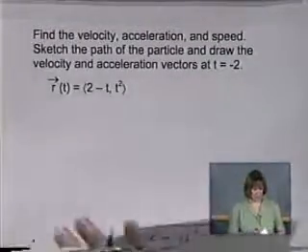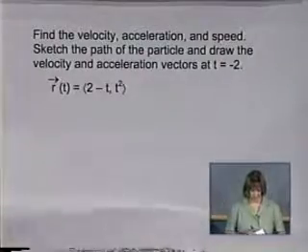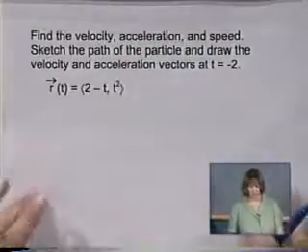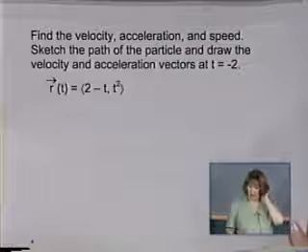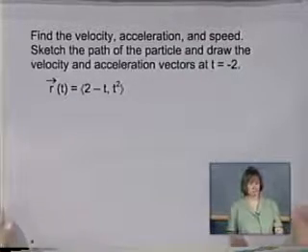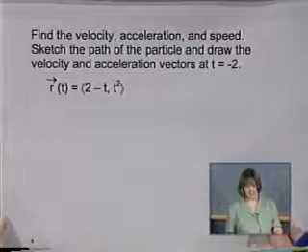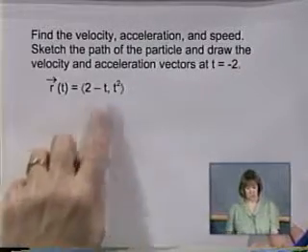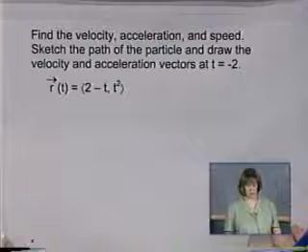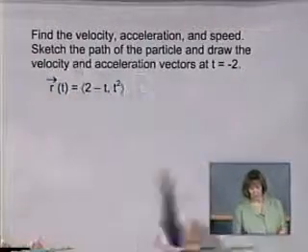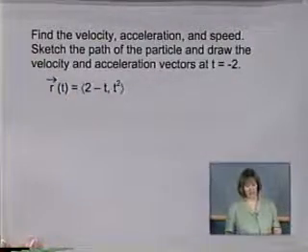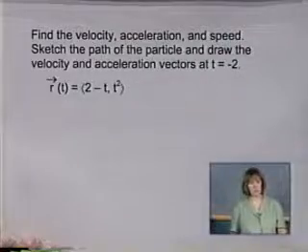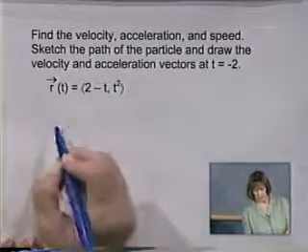All right, now I told you in 2D, it's not so hard to draw the velocity, the acceleration, and the curve all in one picture. So let's do this example right here. Find the velocity, acceleration, and speed. And we're going to do that just like we did before, but this is just 2D in this case, so we just have two components. But lastly, they want us to sketch the path of the particle and draw the velocity and acceleration vectors at t equals -2. So first I'm just going to get my velocity vector.